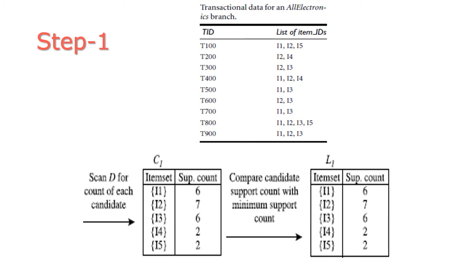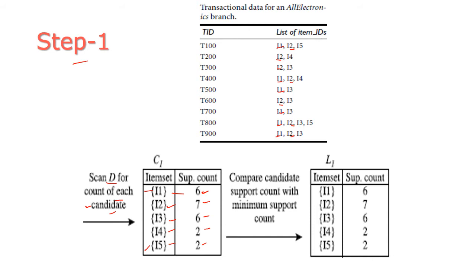The first step is to scan the dataset D for a count of each candidate. Here we have item 1 to item 5. Item 1 is purchased 6 times: 1, 2, 3, 4, 5, 6. Item 2 is purchased 7 times. Item 3 is 6 times, item 4 is 2 times, and item 5 is 2 times.